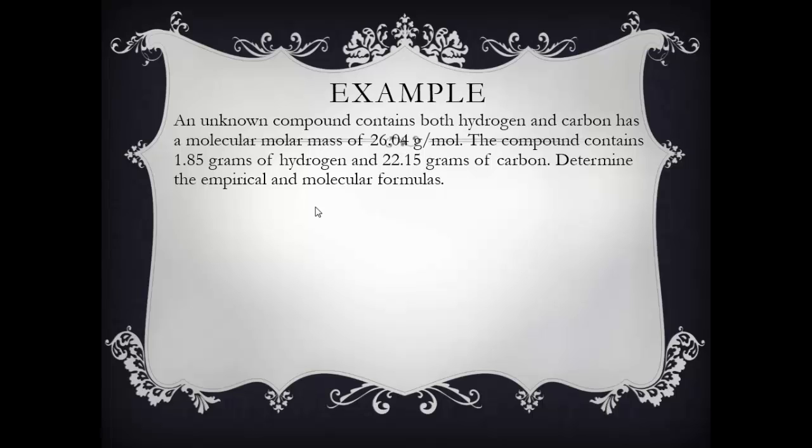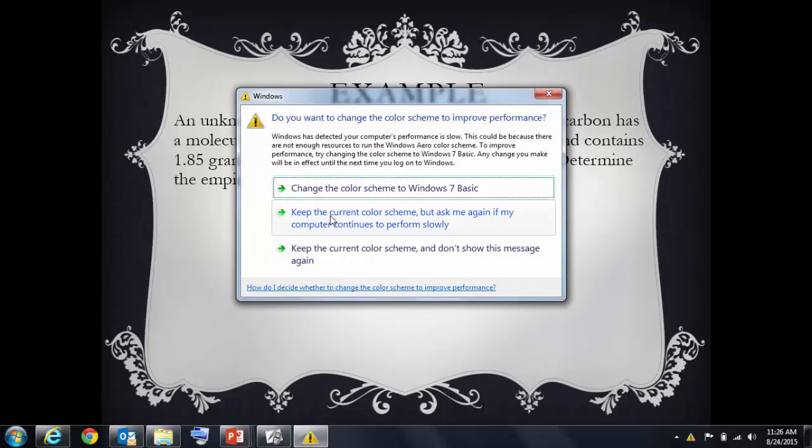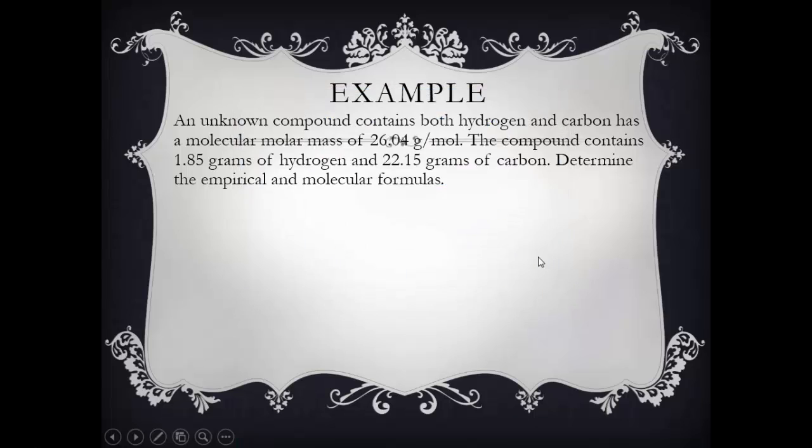Alright, another example. This is a little more involved. We have the molar mass of your molecule, 26 grams. It contains 1.85 grams of hydrogen and 22.15 grams of carbon. Determine the empirical and molecular formulas. So we have to find the empirical first from the given information, hydrogen and carbon. You can't just use grams, you gotta convert to moles first. Always go through mole land, moleville, mole town, whatever you want to call it.